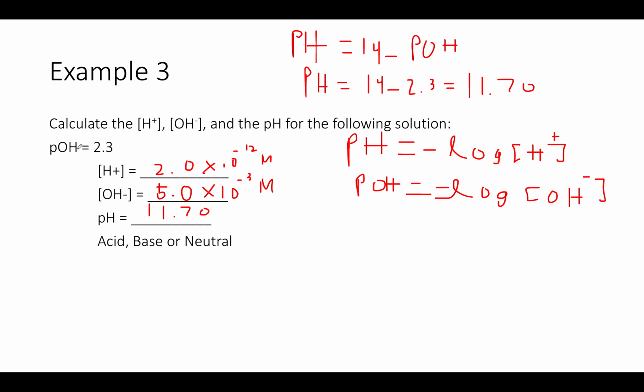So the pH is greater than 7, so this is a base. I hope this helped you to understand how pH, pOH, hydroxide ion concentrations, and hydrogen ion concentrations are calculated. Future videos will be doing more tough calculations with pH.